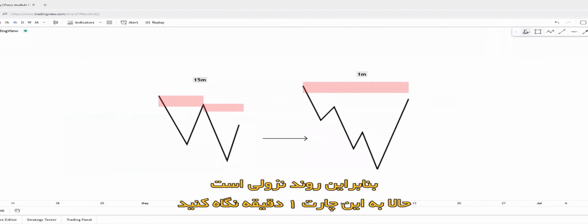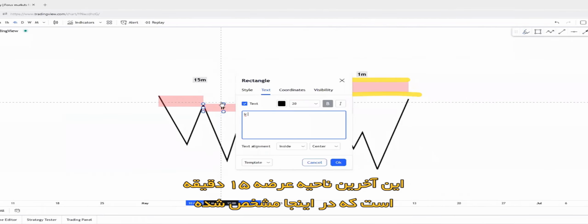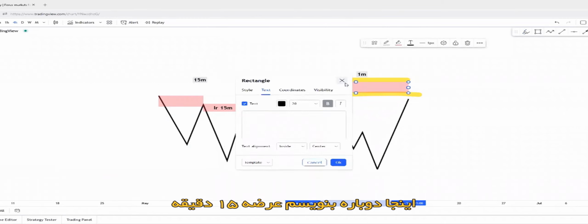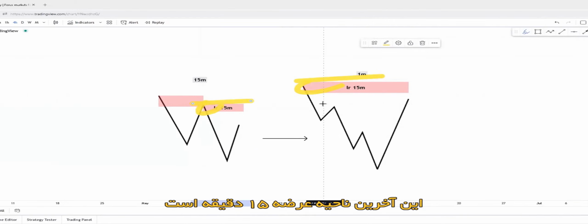Just take a look at this 1-minute chart. This was the last recent 15-minute supply zone, which has been marked right here. So this is the last recent 15-minute supply. And I will type it right here once again. Last recent 15-minute supply.